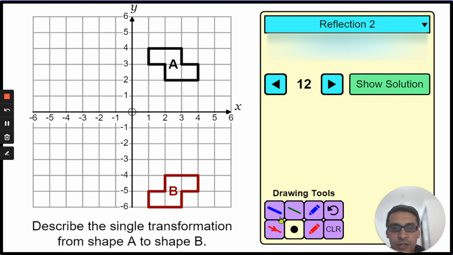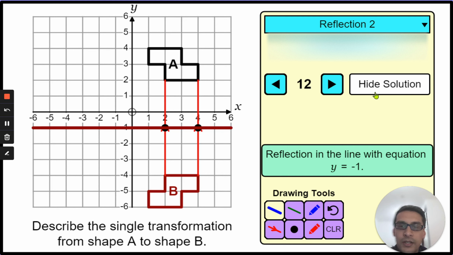Question 12, describe the transformation, same as before. Connect the corresponding vertices, and then from that you can go halfway. So in this case we are going 1, 2, 3, 4, 5, 6, 1, 2, 3, 4, 5, 6. So 3 units up, 3 units up, and then when you join this together you get your reflection line. So this is reflected about the line with equation y equals -1. It's important for you to state that equation as part of your answer.